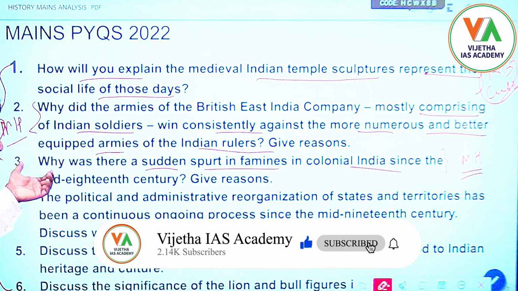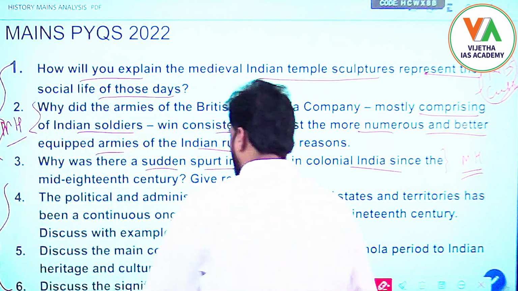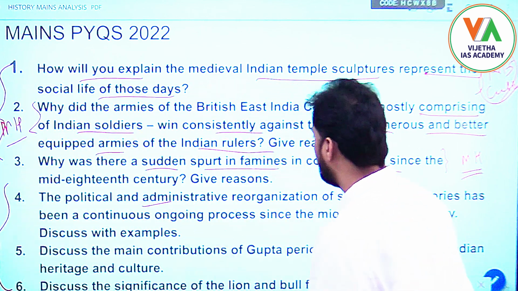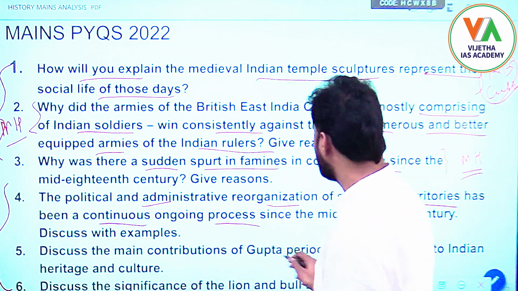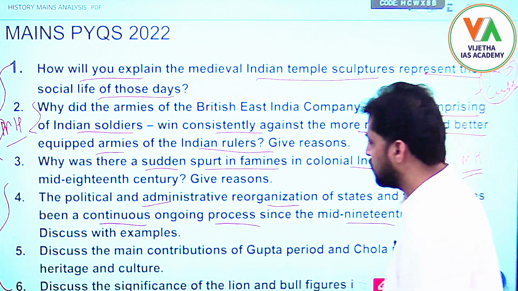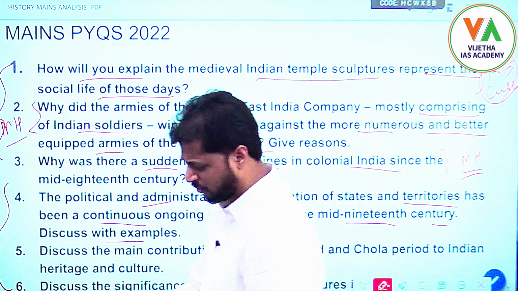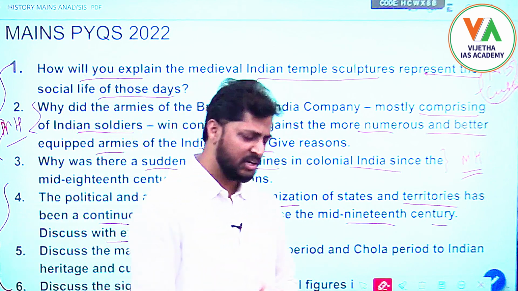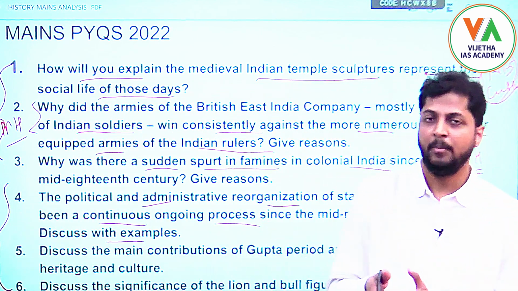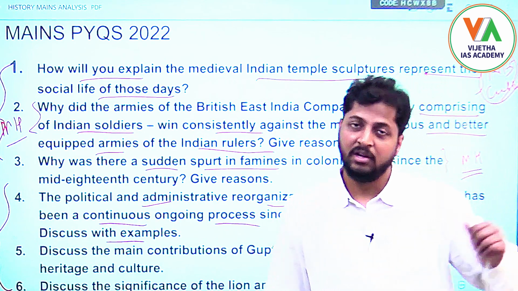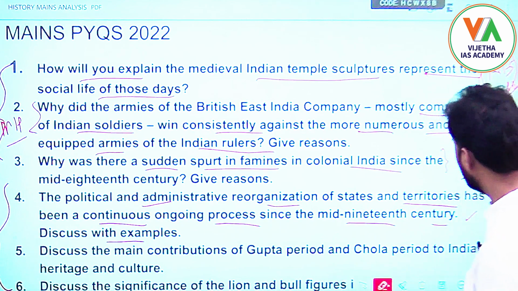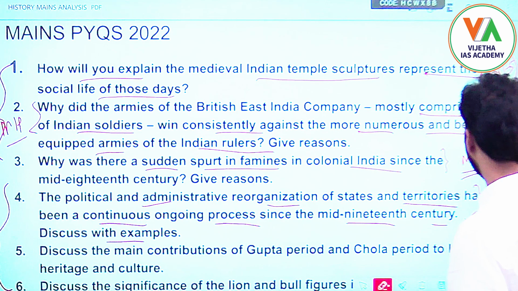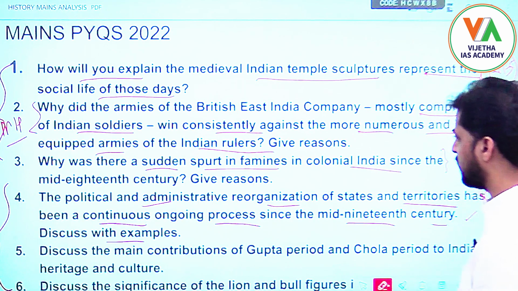For 10 markers, the maximum word limit is 150. For 15 markers, the maximum word limit is 250. You can see here the fourth question: political and administrative reorganization of states and territories has been a continuous ongoing process since the mid 19th century, discuss with examples, right? This is about the consolidation and integration of India post independence, but the process started even in the mid 19th century, so you have to address that, right? This mostly forms modern India only, which includes post independent India.